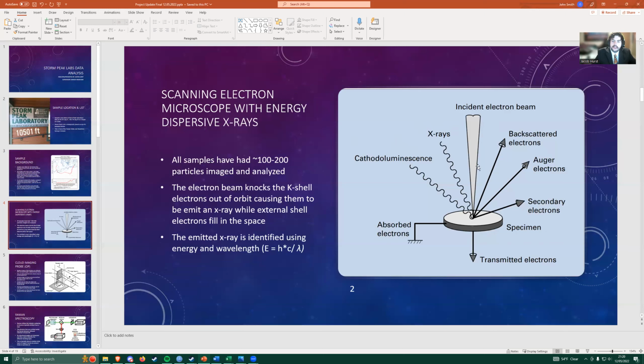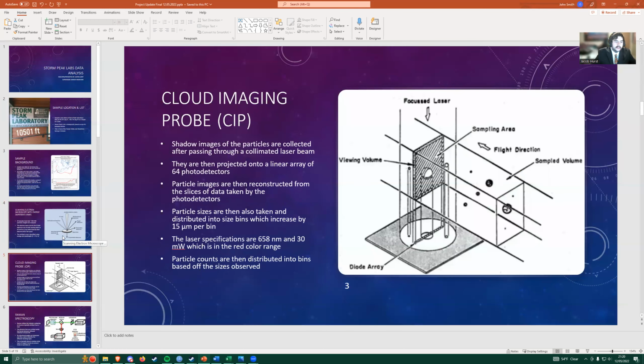So this is just our electron beam. It comes down, and then it shoots off X-rays, cathodoluminescence, backscattered electrons, Auger electrons, secondary electrons, all of this. And this is what we use to actually measure what kind of elements we are looking at. Okay, so I'll go on to the next part here.